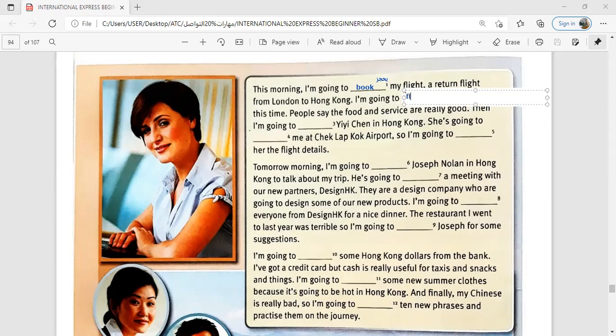I'm going to fly Cathay Pacific. This is the name of the air flight company. Now I am going to email. Yeah, I'm going to email Yi Cheng in Hong Kong. She is going to meet. Thank you. Going to meet me at the airport.